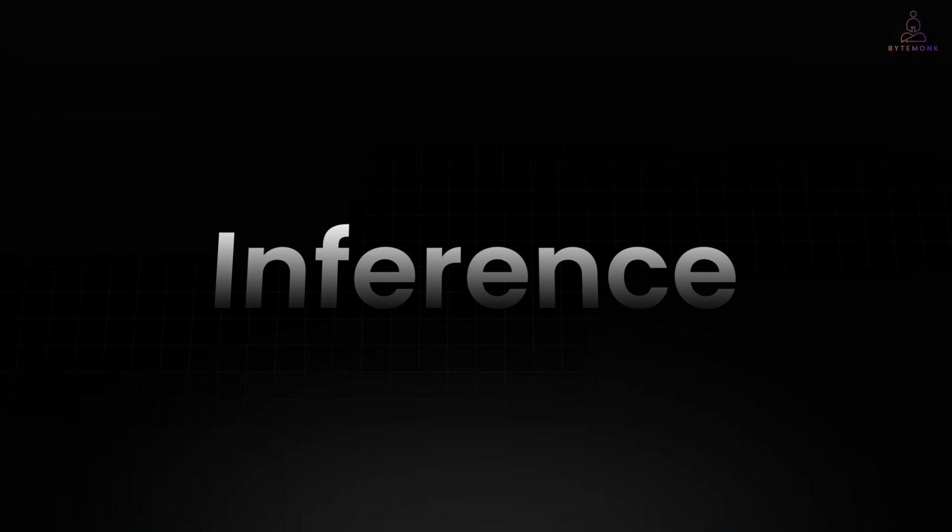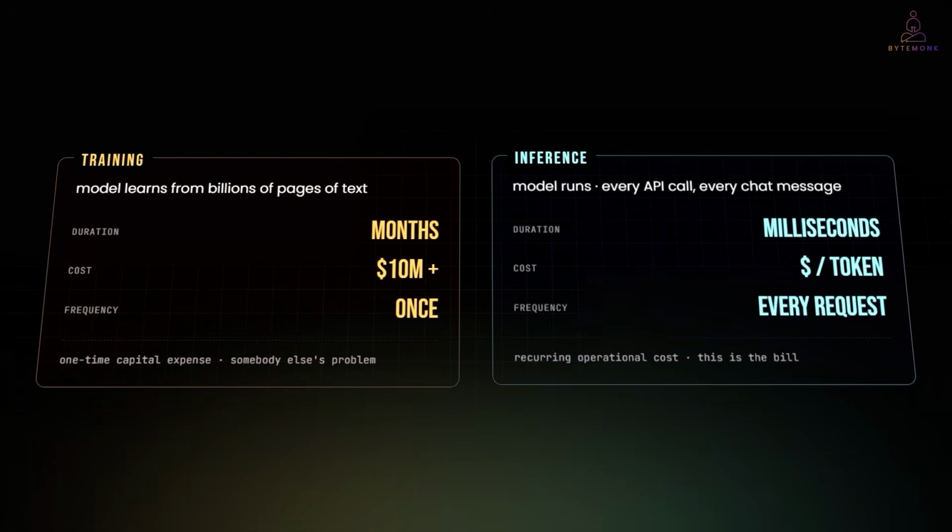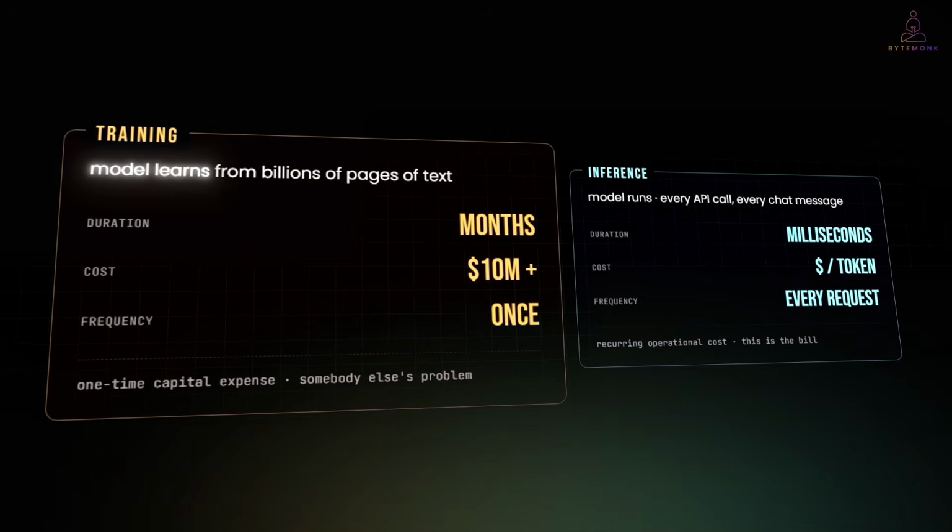Let's start with inference. You'll hear this constantly in LLM work, so let's pin it down. There are two phases in a model's life. Training is when the model learns. People take billions of pages of text, run them through huge clusters of GPUs over months, and end up with a model that has learned patterns from all that data. Training happens once. It costs tens of millions of dollars. It takes months of GPU time.